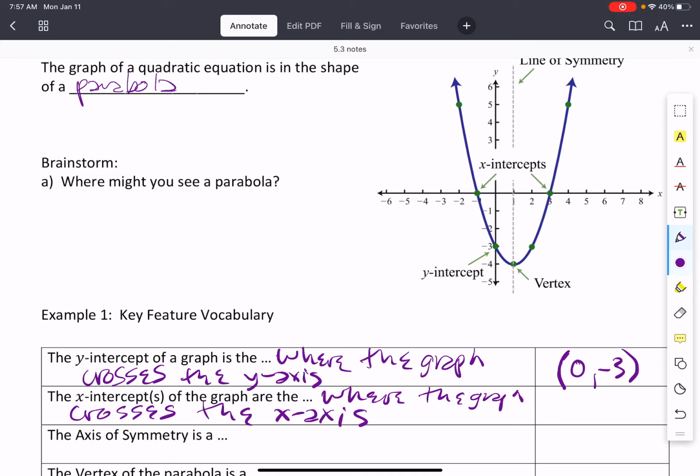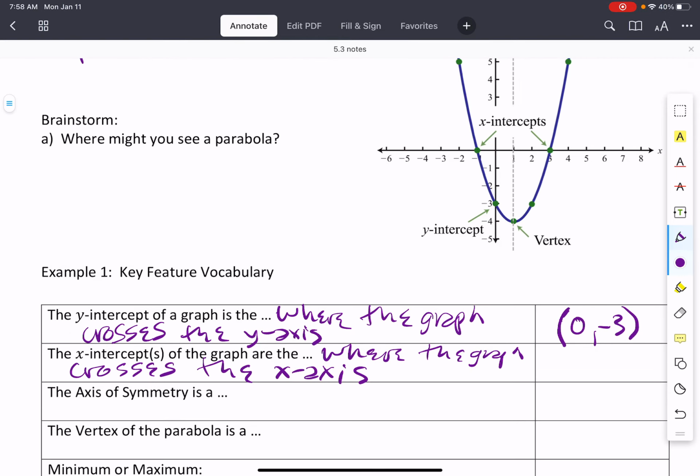How many x-intercepts is this graph going to have? 2. Okay? That's different than the linear equations you guys did last year, right? Because it didn't have a bend or anything, so it would only cross once, but this time it crosses twice, okay? So on this graph, it's going to be (-1, 0) and (3, 0).